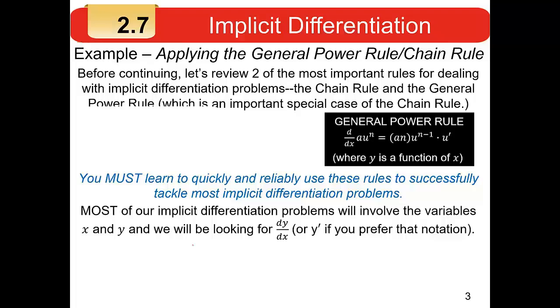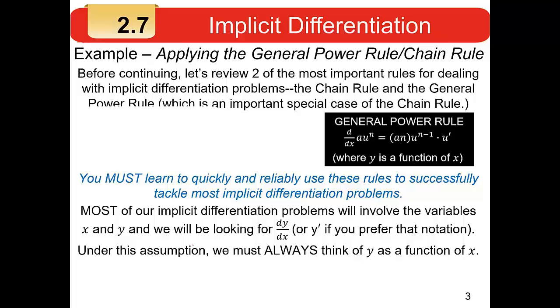I will say something: most of the problems you'll see use the notation dy over dx, but if you prefer to use y prime, there's nothing wrong with that, as long as you know what you're doing and realize that dy over dx and y prime are the same thing. Sometimes it's just a little easier to write y prime than dy over dx. I'm mostly going to stick to dy over dx, although I'll probably sprinkle in some y primes, just because that's the way most of your homework appears.